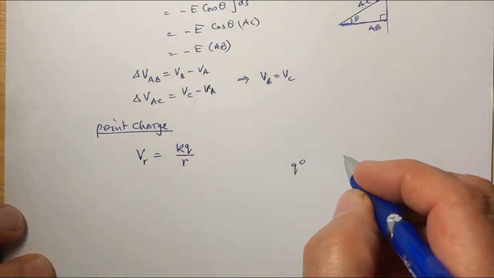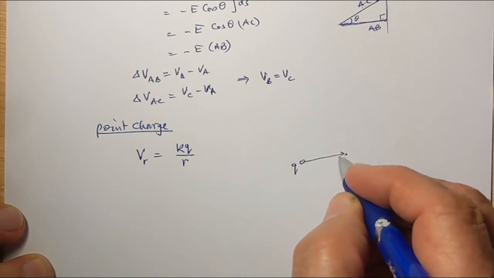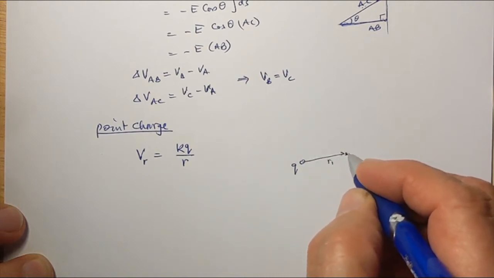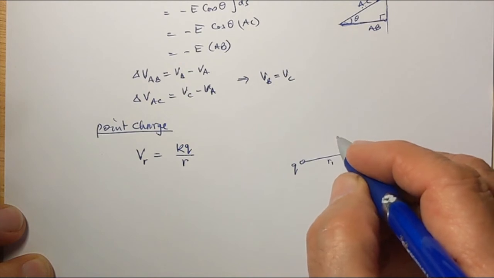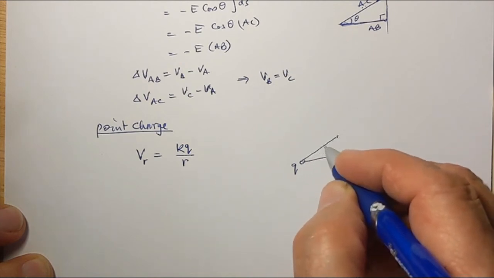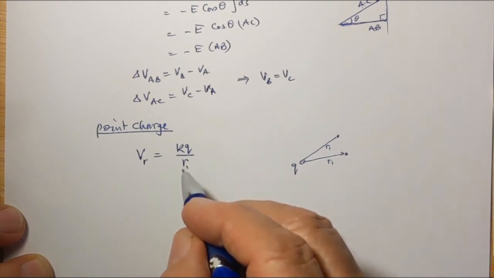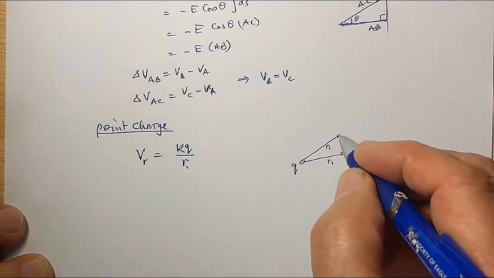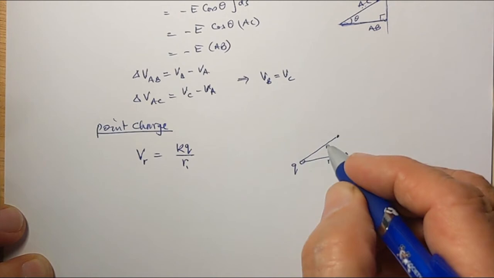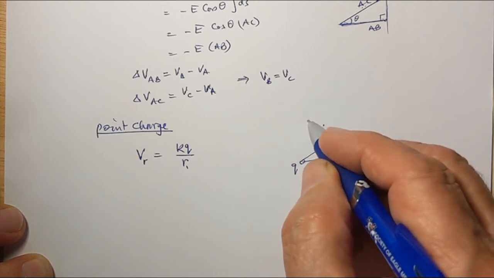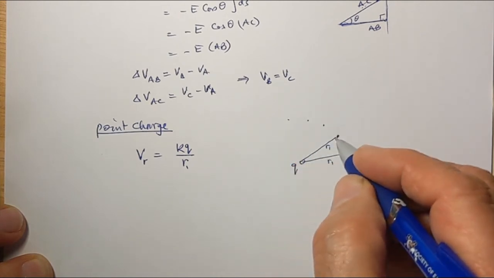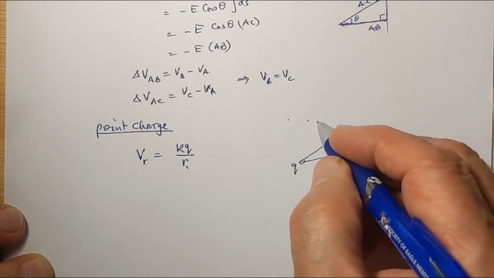So if we take a distance r, some distance r1, let's say from here to here is r1, it will have some electric potential V1. And we take another point also at a distance r1, the potential here, if r is always r1, will be the same as the potential here. So all points which are at the same distance from the charge will have the same potential.